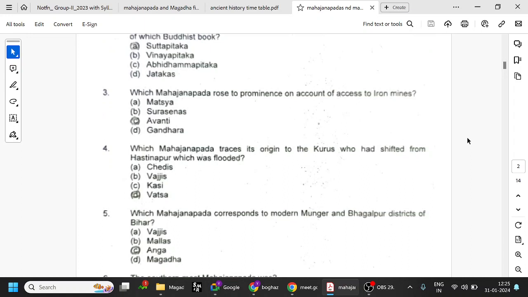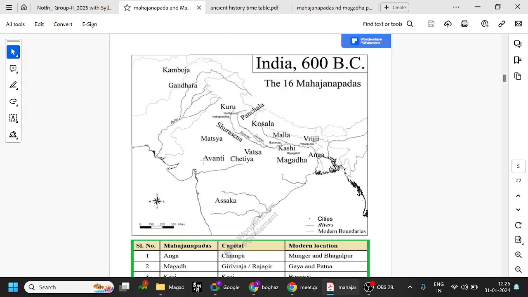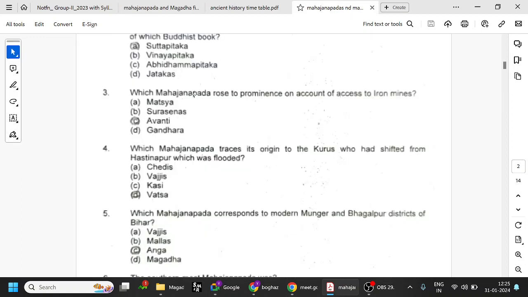So, which Mahajanapada rose to prominence on account of access to iron mines? See, Gandhara, Surasena, Matsya are all options. Gandhara is in the extreme northwest. Avanti is in the proper central part. And of course Magadha also had control over all of the northern part of India. So among these options, Avanti is the best option.